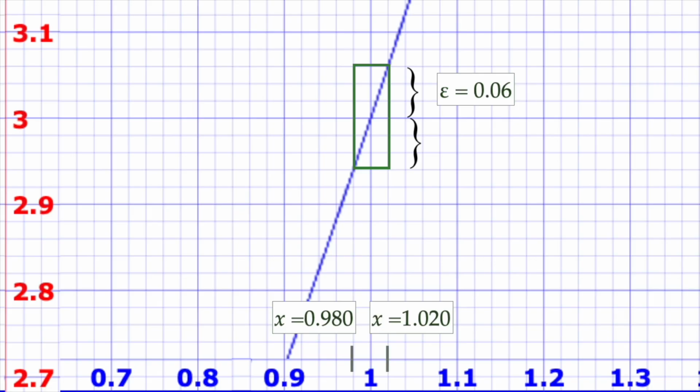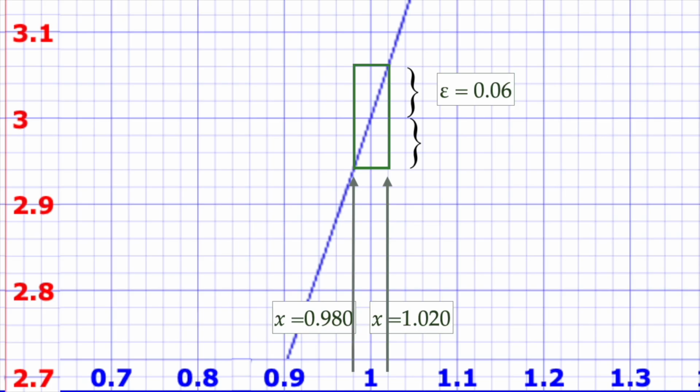All right, here are x values. They are around 1, 0.980 and 1.02. And you can see they align to the box we drew, showing the function values that we need to be within. So that shows if our x values are between 0.98 and 1.02, the function values will be within 0.06 of the limit, which is 3.